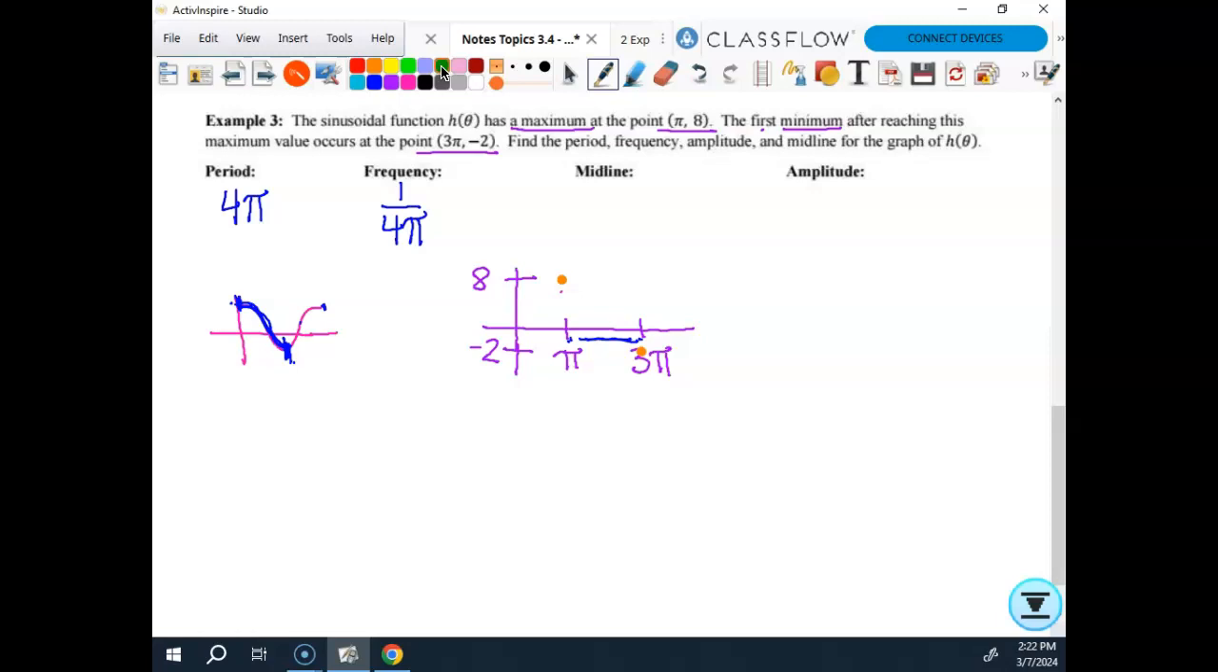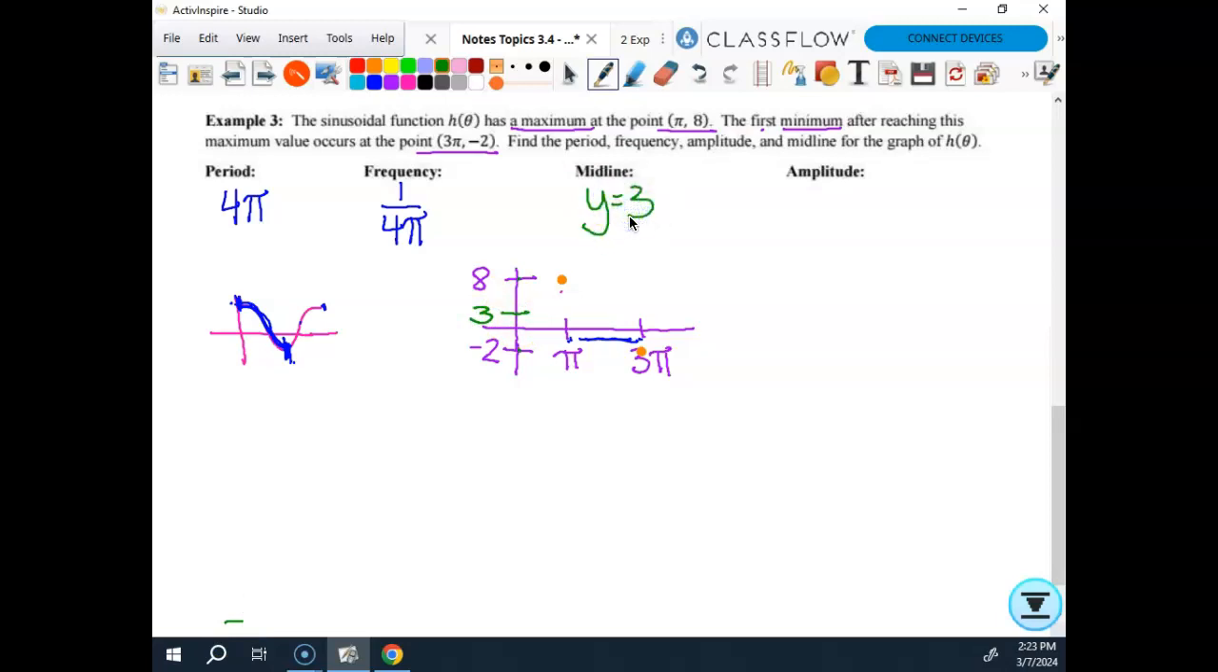But halfway between 8 and -2, that's the average, right? So if we average stuff, we add them and divide by 2. So 8 plus -2 is 6. Divide by 2, you get 3. So my midline here is at y equals 3.